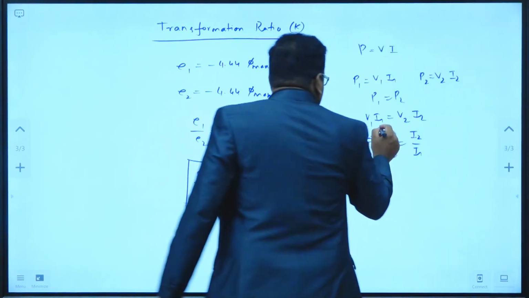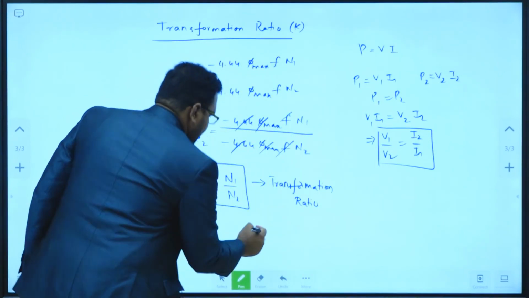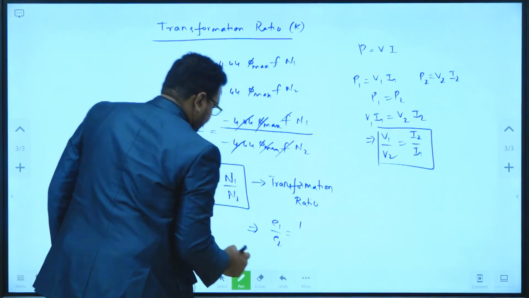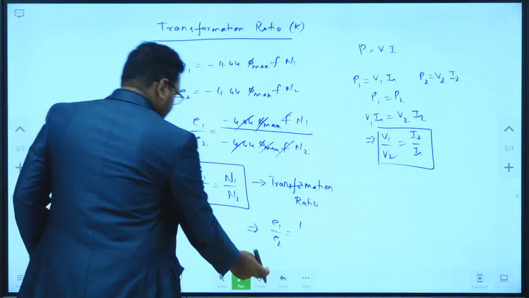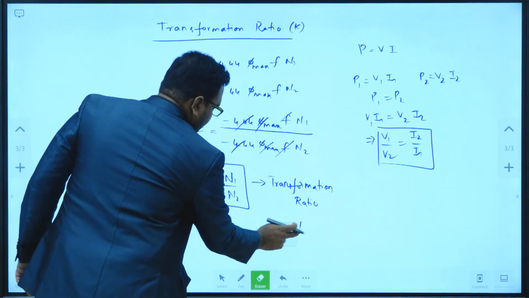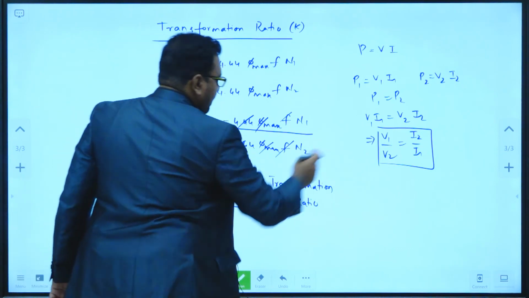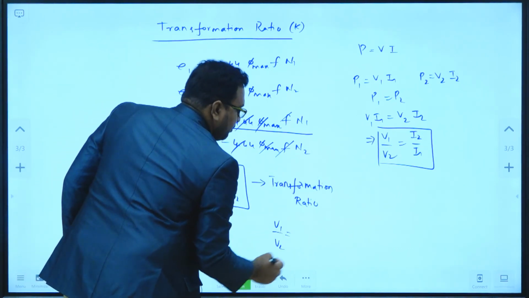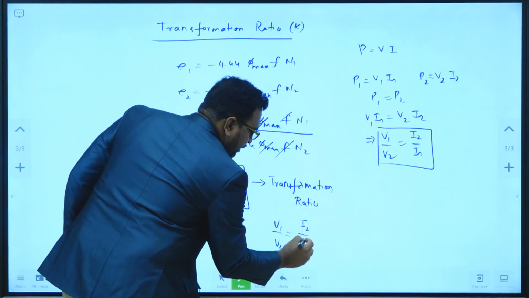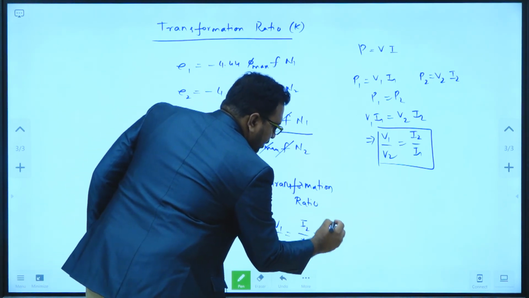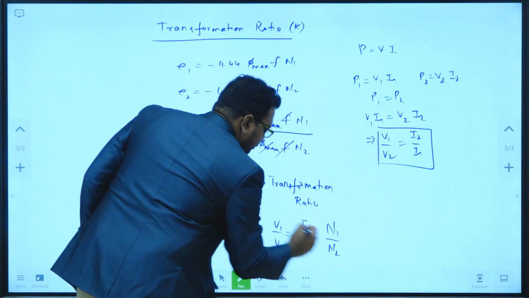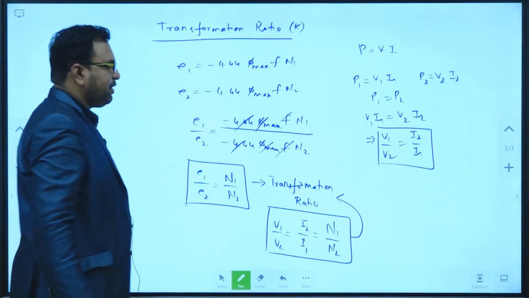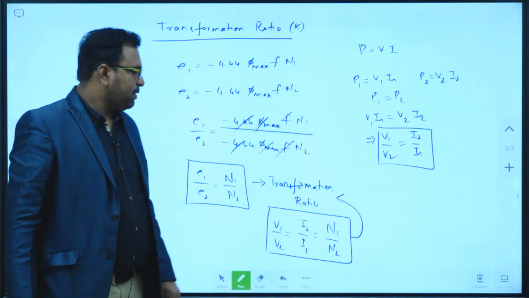Now you can combine these two ratios. If you combine the two expressions, E1 by E2 is equal to V1 by V2, which is equal to I2 by I1, which is equal to N1 by N2. So this is the transformation ratio of a single phase transformer.